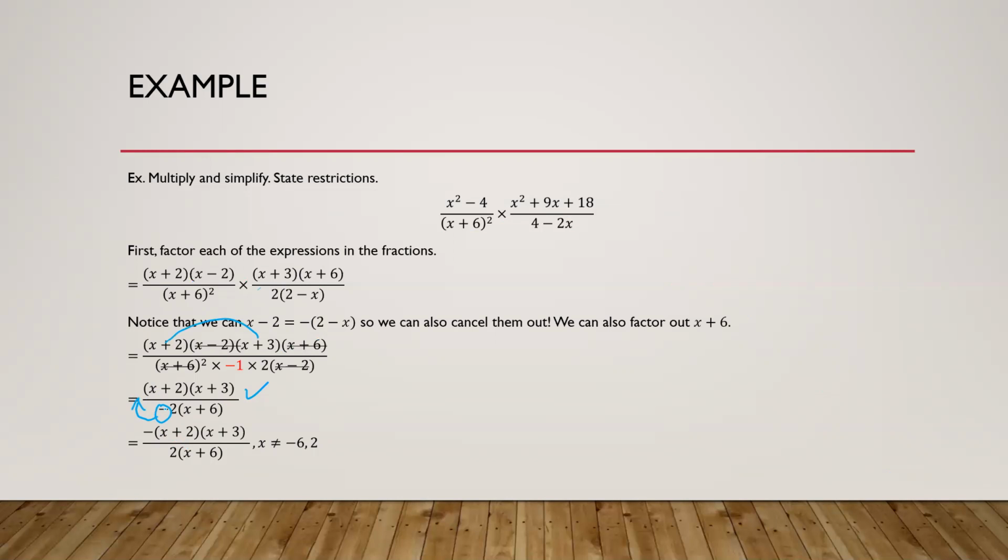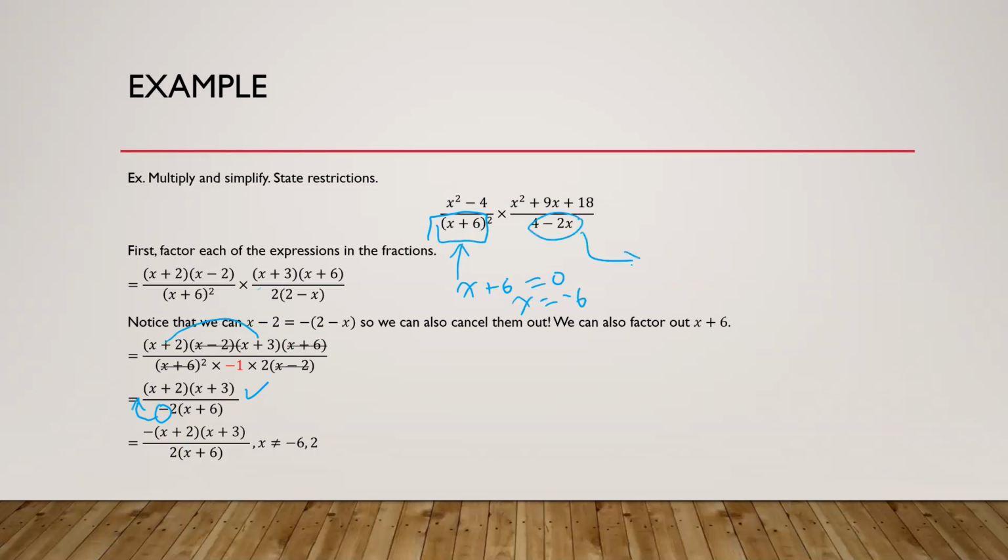And then the restrictions. We hadn't discussed this, but I'm hoping the restrictions make sense now. What you're doing is simply checking when the denominator is equal to 0. So in this case, you check when x plus 6 is equal to 0, which is when x is equal to -6.